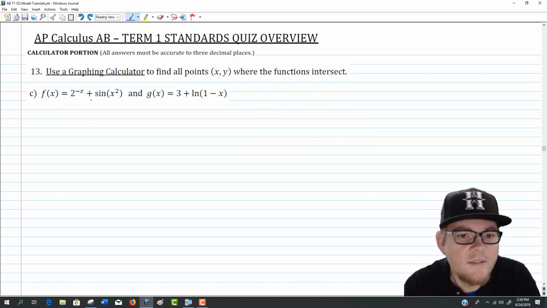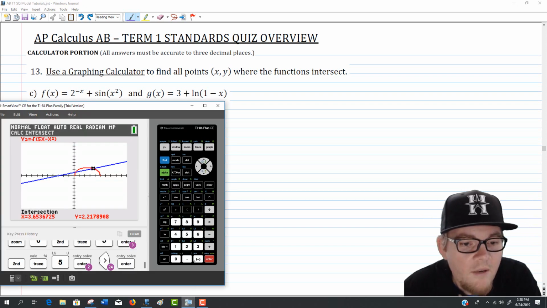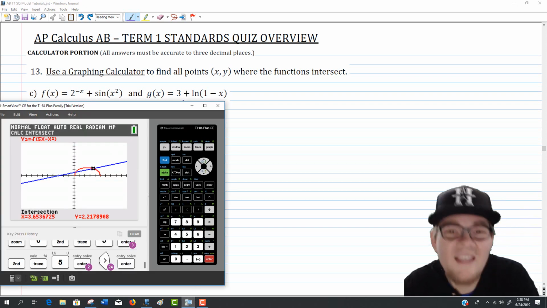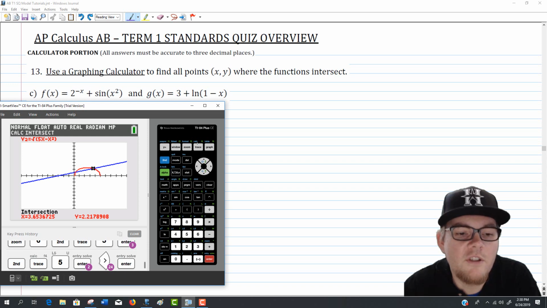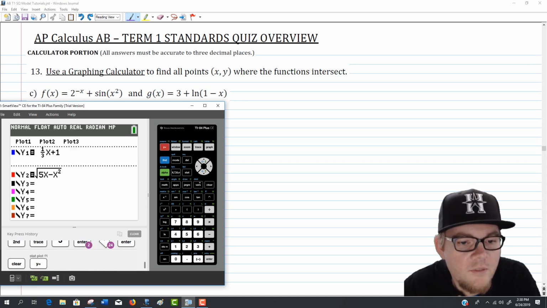Okay, for part C. Part C, basically the same exact thing here. Can you tell I'm getting bored by this question? Yes. But, unfortunately, this one has a lot of complicated stuff. It's a little bit crunchier than some of the other problems that we've looked at. So let's put it in there.